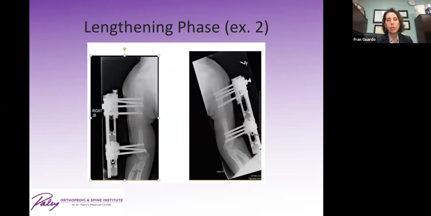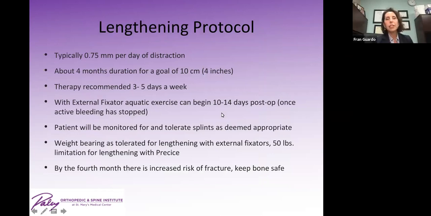Okay, and then you can see with the external fixator, the modular rail or the Vilex, this one is one that has distracted quite a bit. So let's talk about the lengthening protocol.